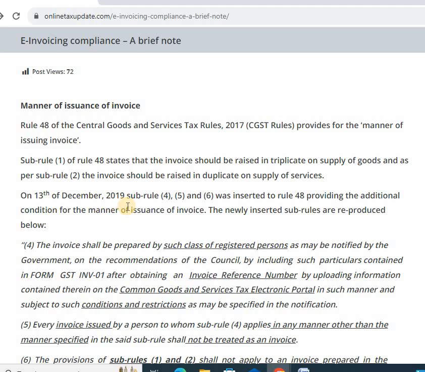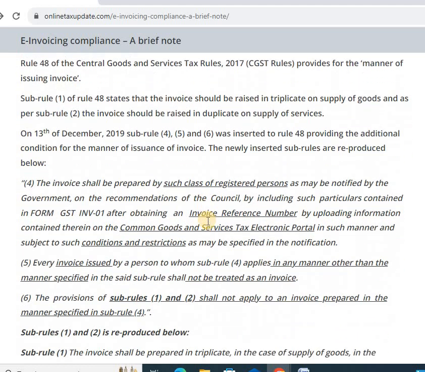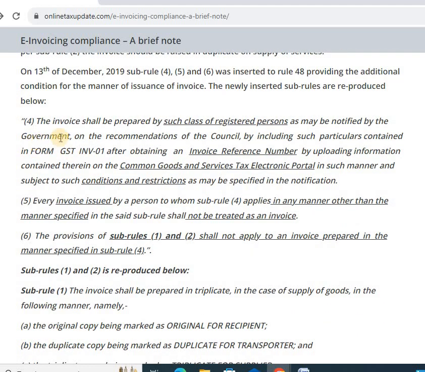On 13th of December 2019, Subrule 4, 5 and 6 were inserted to Rule 48 providing additional conditions for the manner of issuance of invoice. Subrule 4 states that such class of registered person shall raise an invoice after obtaining an invoice reference number by uploading information contained on the invoice on the Common Goods and Service Tax electronic portal in such manner and subject to condition and restriction.